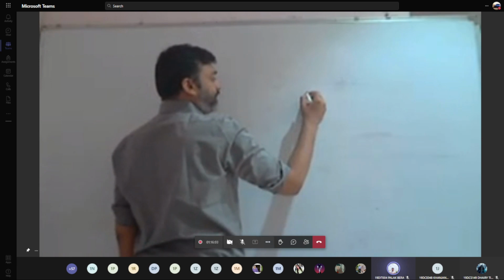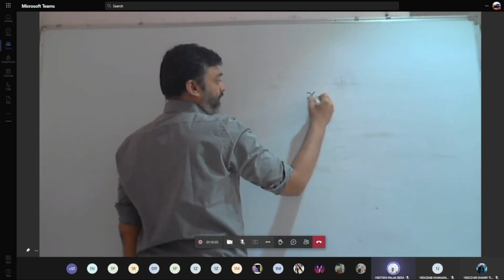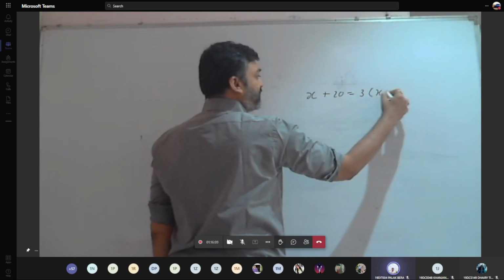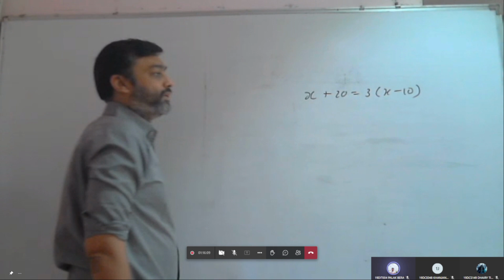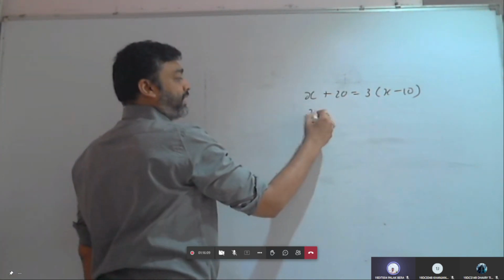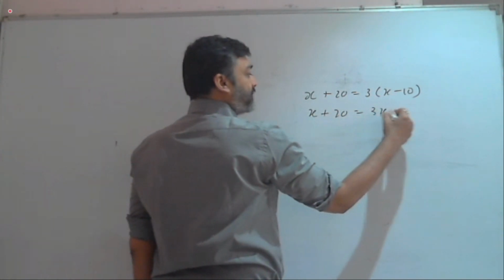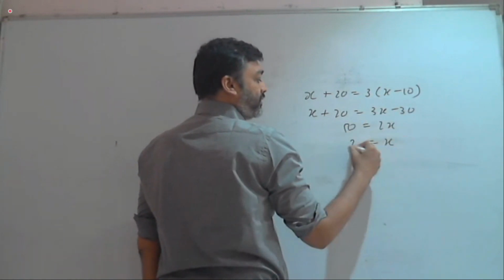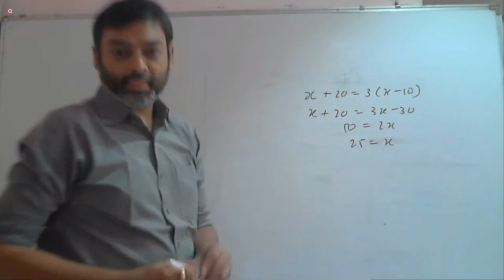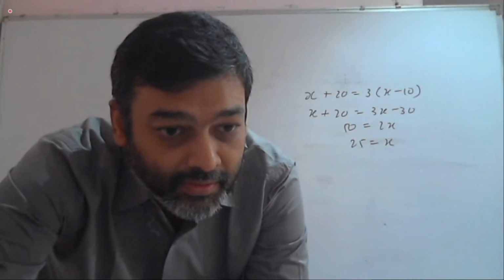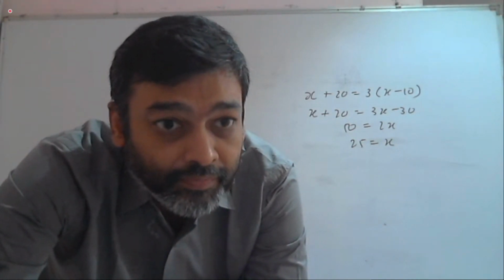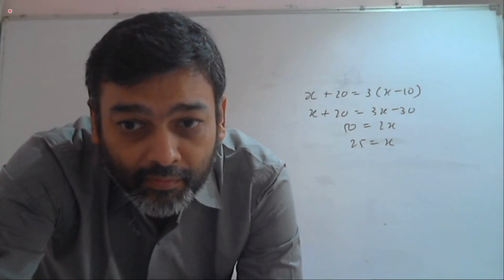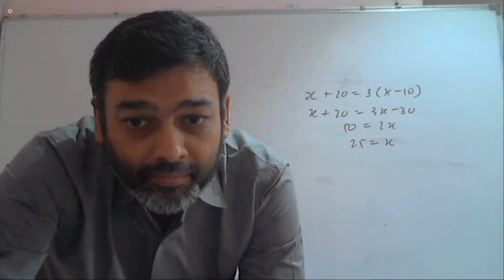The age of his 20 years from now is thrice his age before 10 years. This was the case, right? So we can say that x plus 20 is equal to 3x minus 30. So 2x equal to 50, therefore x equal to 25. This would be the question possibly, right? All right. One more question.